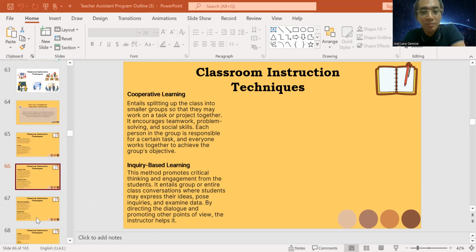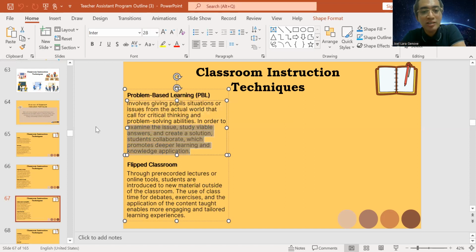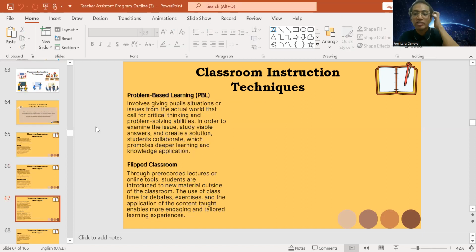Next technique we have problem-based learning, PBL. It involves giving pupils situations or issues from the actual world that call for critical thinking and problem-solving abilities. In order to examine the issue, study viable answers, and create a solution, students collaborate, which promotes deeper learning and knowledge application. So that is problem-based learning. You give them a situation, a problem, and you allow them to solve it by themselves or discuss it within the group.